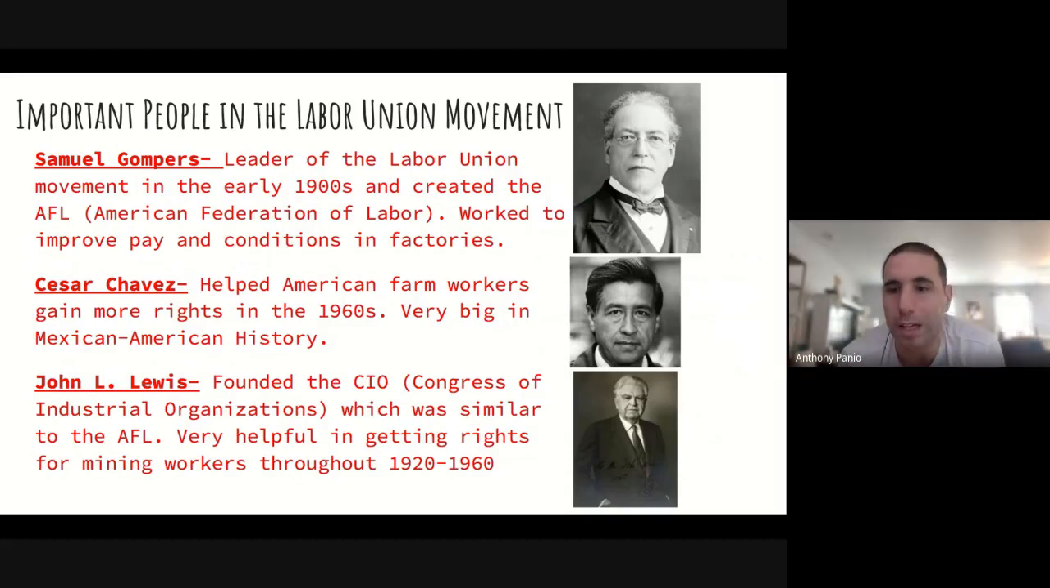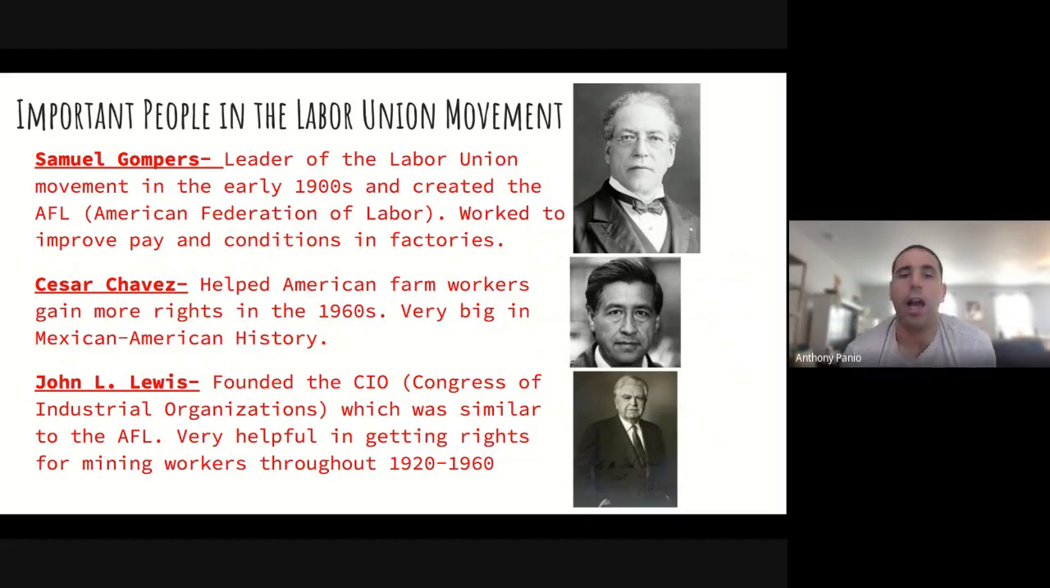If you lived in the southwest of the country, he was very, very big in helping out the American farmers. Okay, he helped gain them more rights. He is also very big in Mexican-American history. We don't spend nearly enough time on him. He hasn't come up on the Regents yet. I try and just mention him because he is very big for Mexican Americans, for Latin Americans, and ultimately he was very big in the labor union movement, but more helping farmers. So Samuel Gompers is probably the biggest for helping the workers in factories. Cesar Chavez is the biggest for helping out farmers throughout American history.